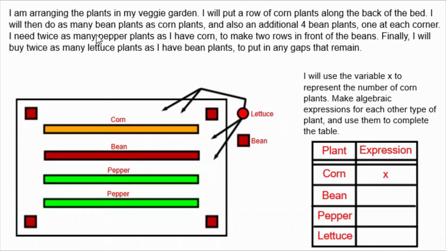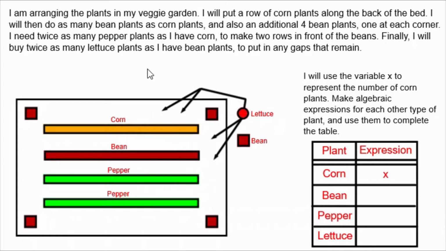I have more information. I'm going to do the same number of bean plants as corn plants to make a row of beans, which is shown here with brown in the diagram. But I also want an extra 4 bean plants for the 4 corners of the garden bed. Then there's the pepper plants, which are shown in green. I need twice as many pepper plants as corn plants. That way I will have 2 rows of pepper in the front of the bed.